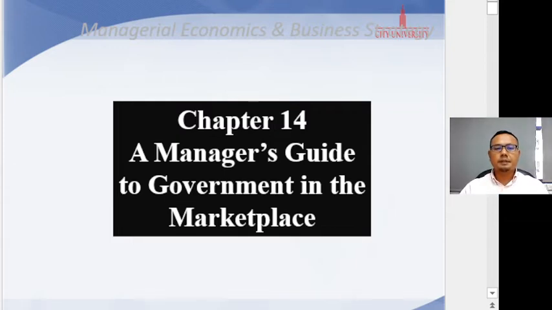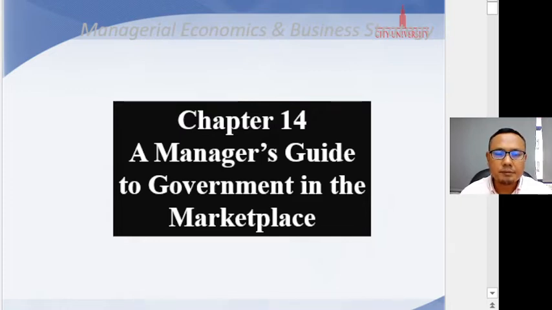Now we are moving to chapter or lesson number 14, a manager's guide to government in the marketplace, in which we try to identify four sources of market failure, explain why market power reduces social welfare, and identify two types of government policies aimed at reducing deadweight loss, and show why externalities can lead competitive markets to provide socially inefficient quantities of goods and services, explain how government policies such as the Clean Air Act can improve resource allocation, and then show why competitive markets fail to provide socially efficient levels of public goods, and explain how governments can mitigate these inefficiencies.